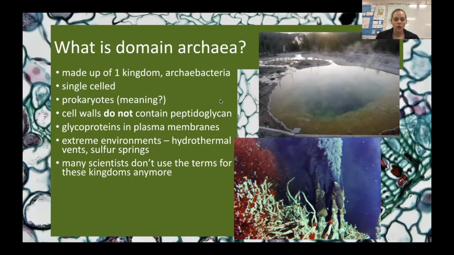Archaea are also prokaryotic, so they do not have a nucleus. They evolved before the nucleus. Their cell walls do not contain peptidoglycan. Instead, they have a protein sugar complex called glycoproteins in their plasma membranes, and that helps them withstand these hot temperatures better than a cell membrane in a prokaryote or a eukaryote can.